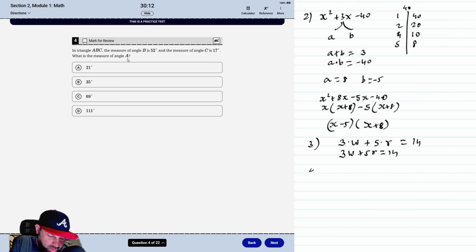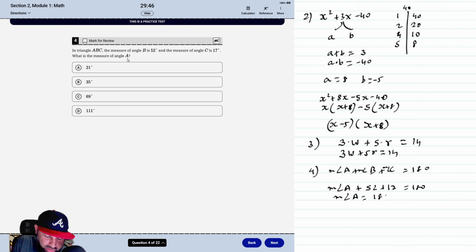This is very straightforward, where the measure of angle A plus B plus C is going to be equal to 180 degrees. And we're given the angle B and C measures, which is 52 plus 17, which is 69. The measure of angle A is going to be equal to 180 minus 69. So it's going to be 180 minus 69, which is going to be 111. So the measure of angle A is going to be 111 degrees.